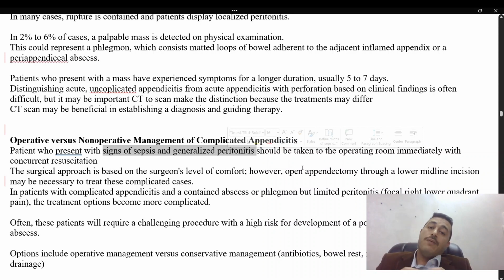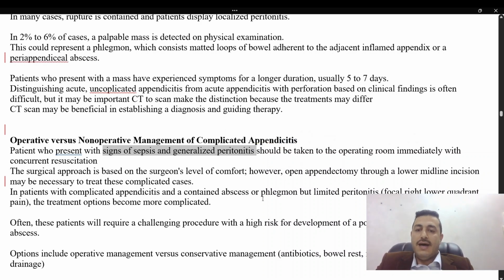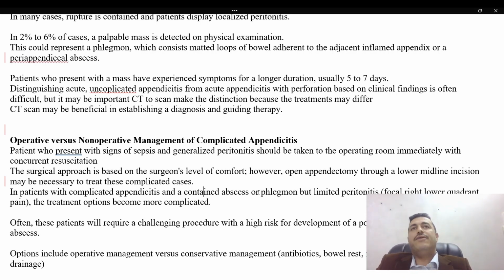But if we have complicated appendicitis with a contained abscess or phlegmon, here it's a little bit hard to deal with. We can proceed with conservative treatment. The summary of this: if we have complicated appendicitis, if there is a sign of systemic infection or generalized peritonitis, proceed to surgery. If it is contained, the patient has a phlegmon or an abscess that is contained, we can try conservative management.